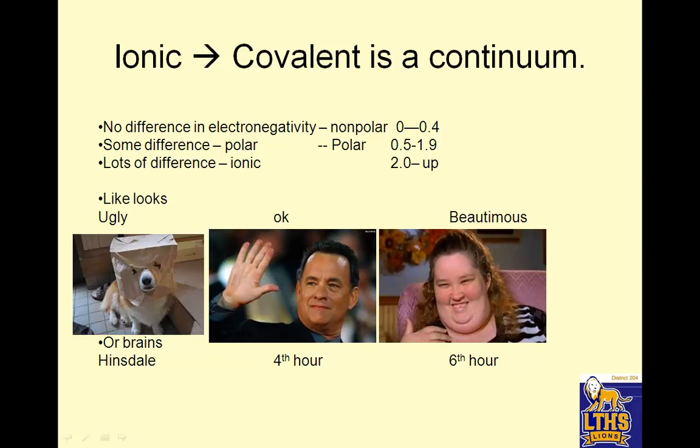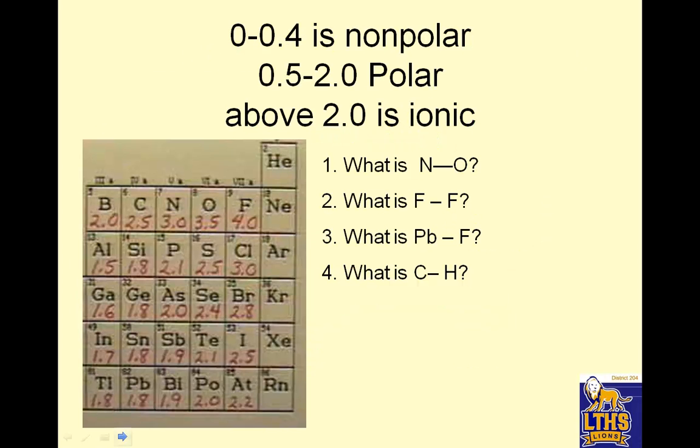So a continuum would be like, look, it's ugly. Hey, look, there's your King of Hearts date. Average looking guy, Tom Hanks, the average looking man in the world, and you could be beautimous. Oh, yeah. So beautimous right there. Or you could have a continuum of brains. People in Hinsdale, that's smart. 4th hour, not exactly bad. And then 6th hour with their beautimous brains. So there's a continuum to go through those things. So it's not like there is a huge jump in between them. You just have to draw a line somewhere.